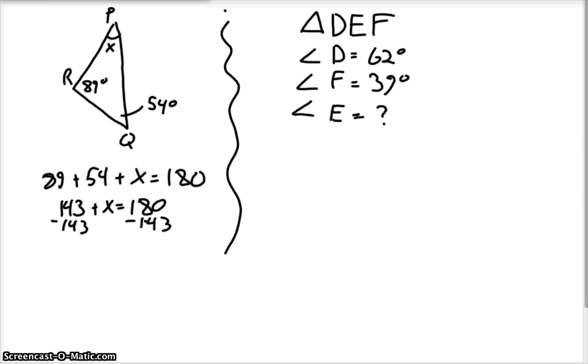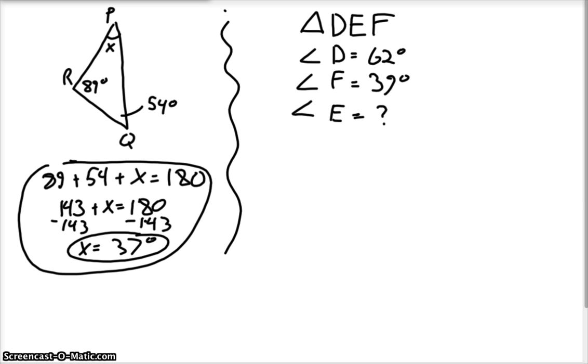Again, I want to see this work in your books. I'm telling you this now because I want to see it. X equals 37 degrees. Make sure you get your degrees symbol in there. But this is exactly the work that I want to see in your book. Again, I know you can use your calculators, but I really want to see that work on paper. Okay.